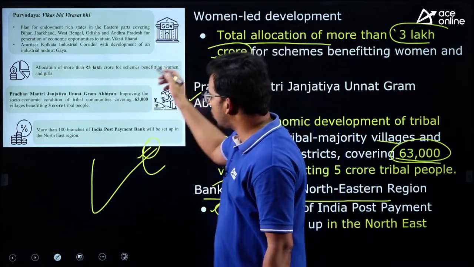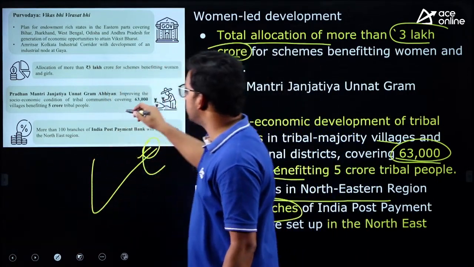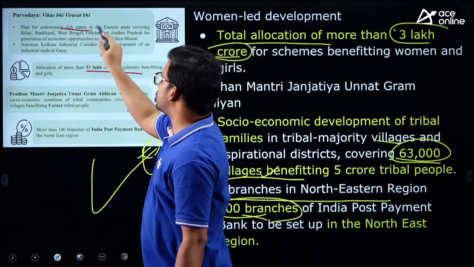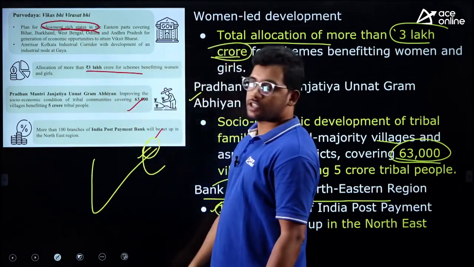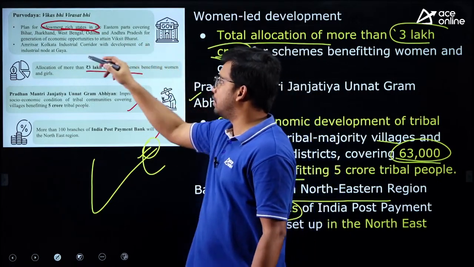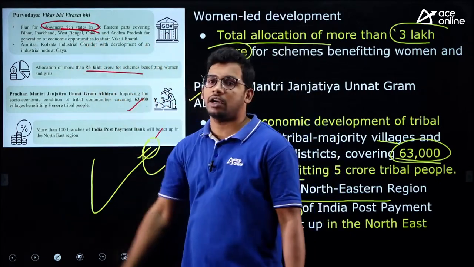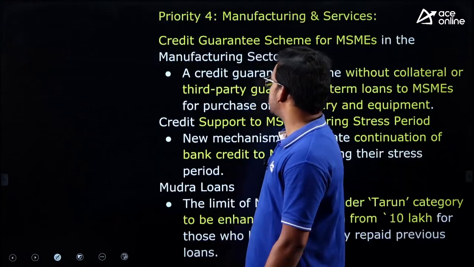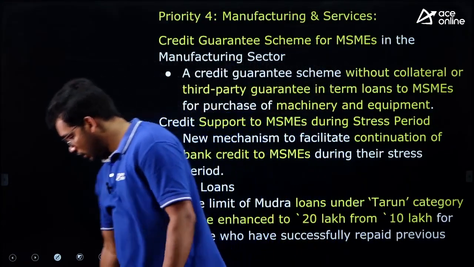So all these things we have discussed. The same image we have screenshotted. So more than 3 lakhs, and they are also going to empower the resource-rich states in the eastern part of India: Andhra Pradesh, West Bengal, Odisha, Jharkhand. So in these regions they are going to encourage as well, right. So this is about the priority 3 area.